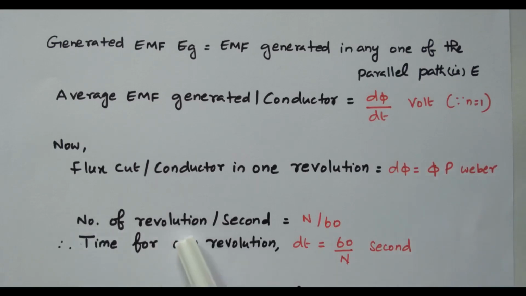The number of revolutions per second is equal to N divided by 60. This N is the number of revolutions per minute. In order to convert into seconds, it is divided by 60. So the time taken for one revolution is dt equal to 60 divided by N seconds. So within one revolution, it will take the time of 60 by N seconds. Now we got the value of dΦ as well as dt. So dΦ by dt will give the generated EMF.